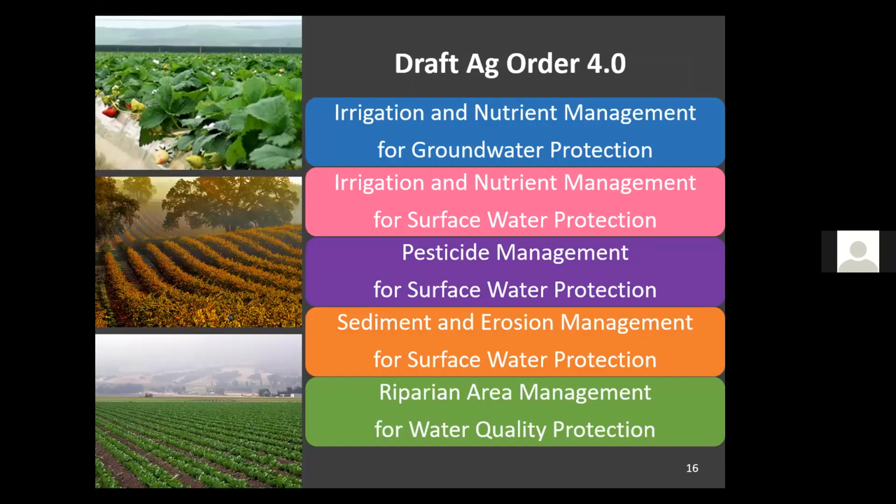So, hi everyone. My name is Diane Kukul, as Chris mentioned, and I'll be presenting a high-level look at the Draft Order 4.0 requirements for irrigation and nutrient management associated with the groundwater protection parts of the order.